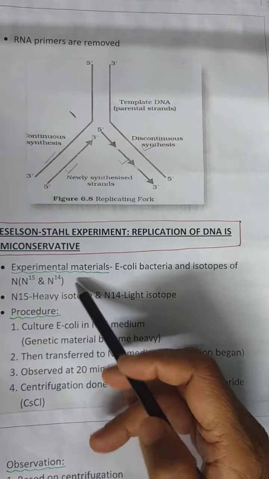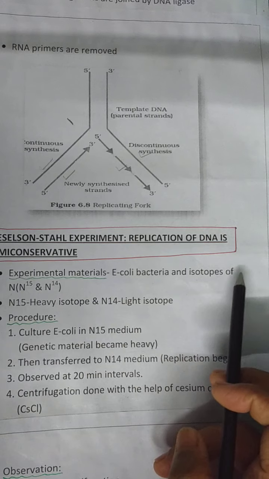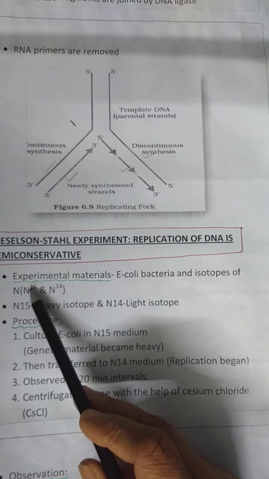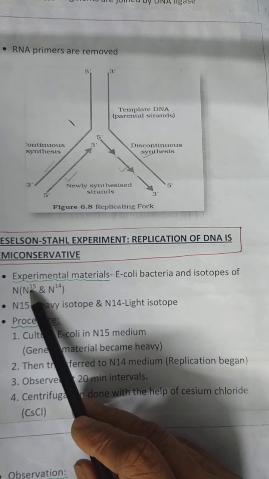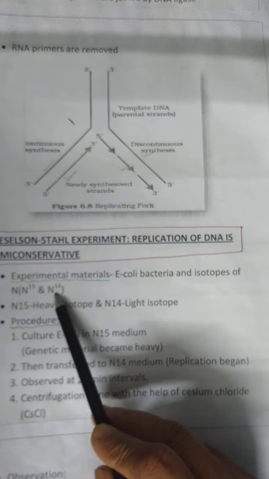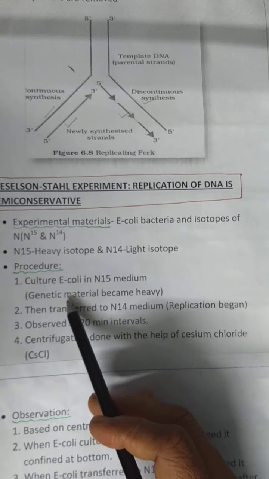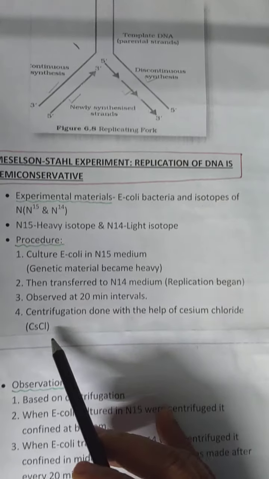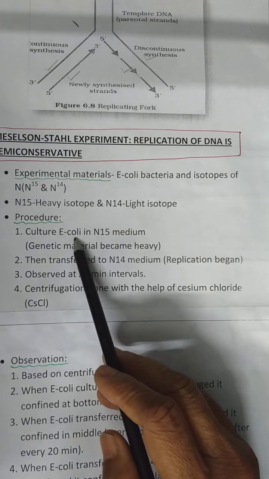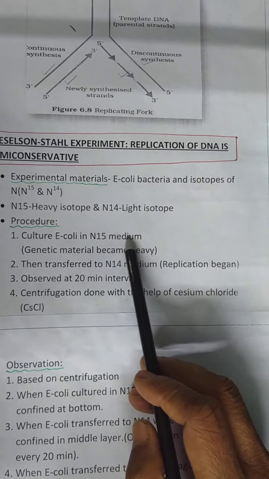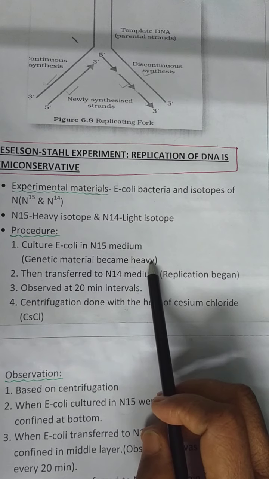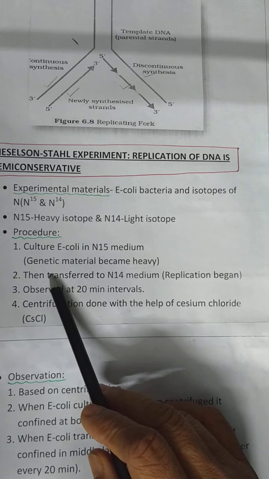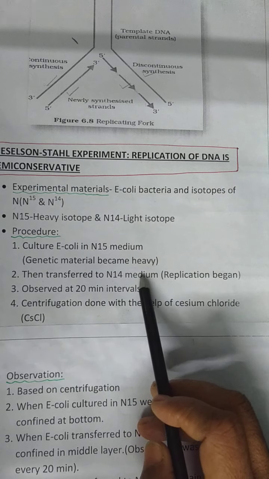What experimental material did he take? That is E. coli bacteria and isotopes of nitrogen. One is N15 and the other is N14. N15 is the heavy isotope, whereas N14 is the light isotope. So let us see the procedure for this. He cultured E. coli in N15 medium, that is heavy medium. So the genetic material becomes heavy. Then he transferred it to N14 medium.